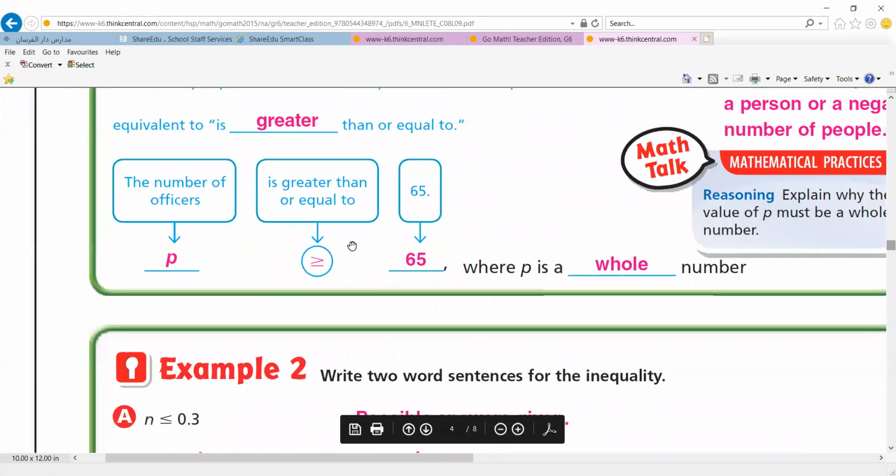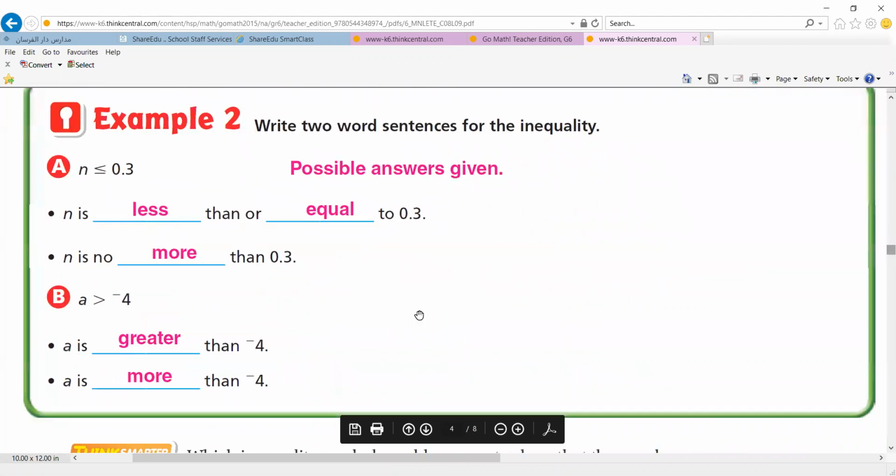Done? Yeah. Yeah. Write 2-word sentences.